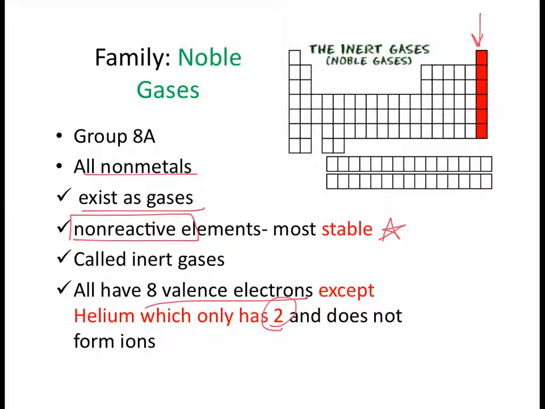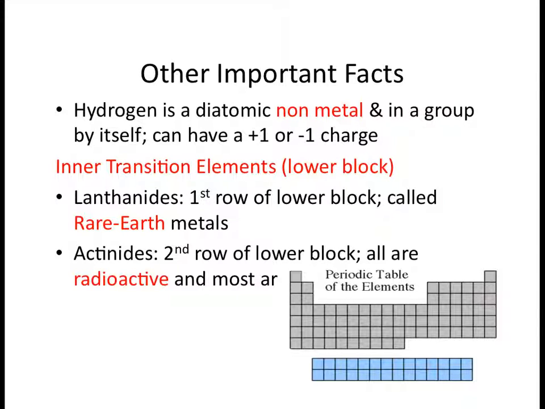They do not form ions. They do not need to gain or lose electrons because they already have that octet. The last thing that you probably should know is that they're called inert gases. Inert means non-reactive. Last but not least, there are a couple of other important areas of the table.